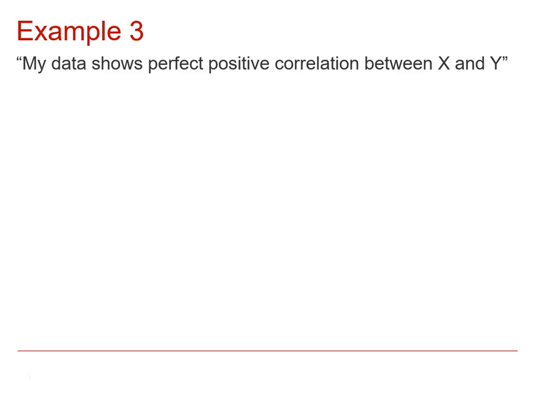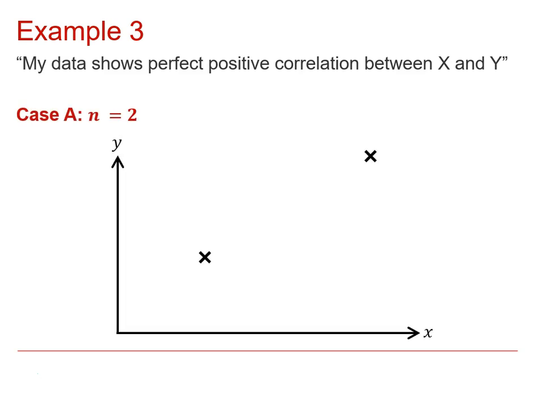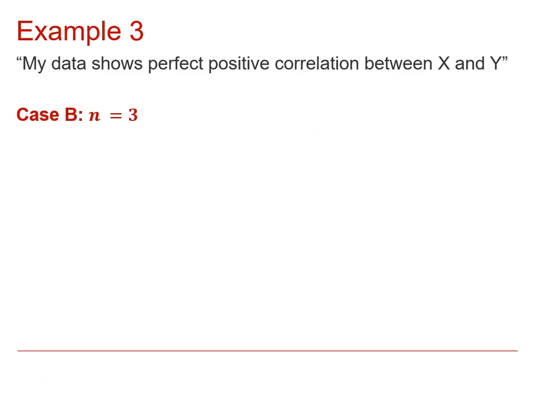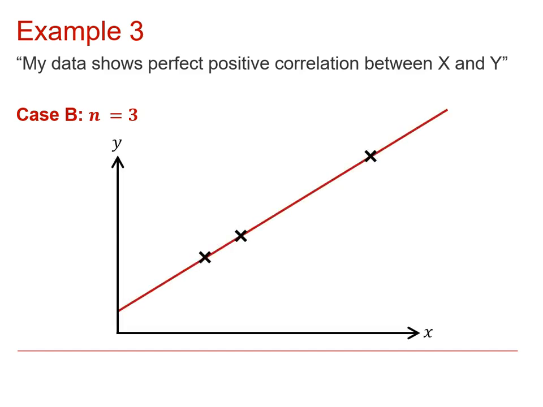Example 3, my data shows perfect positive correlation between x and y. Well, if your number of points is equal to 2, that's not all that convincing, because any 2 points I can stick a line directly between them. Over here, it is always perfect positive correlation when n equals 2. If n equals 3, well, we have something there. It may be convincing, but it might also just be a coincidence.